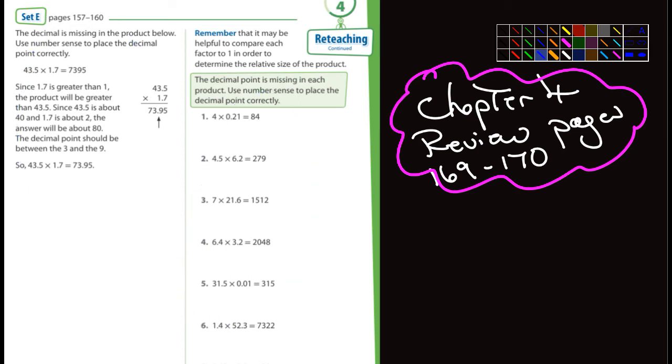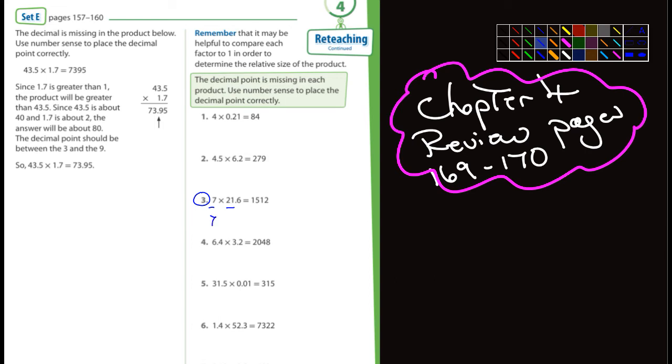So they're asking you where the decimal goes, because none of these have a decimal. And some of these you could do pretty quickly, and let me show you what I mean. So number 3, for example. What do we have here? We have 7 times 21. Well, it's 21.6, but we could call it 21. In fact, we could even call it 20, just kind of round it.